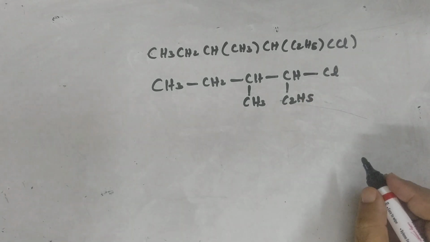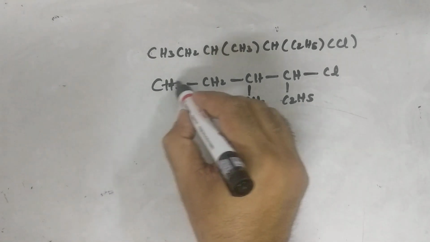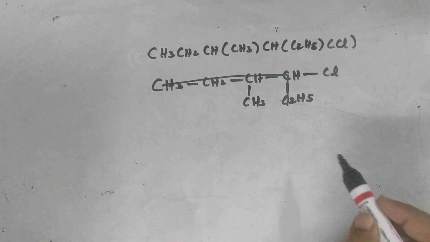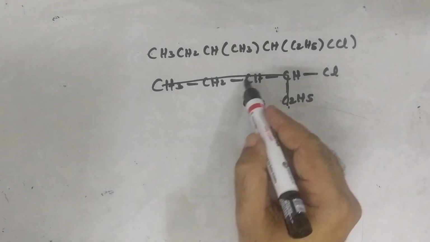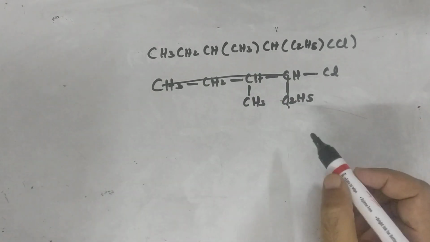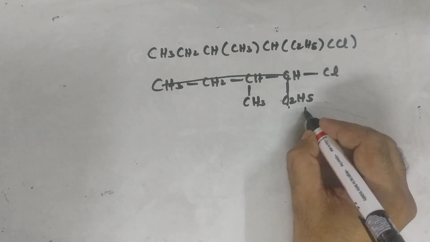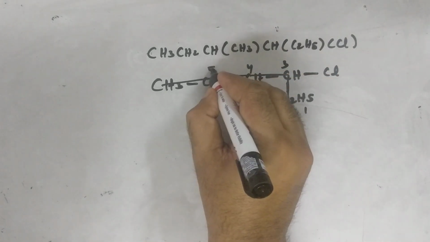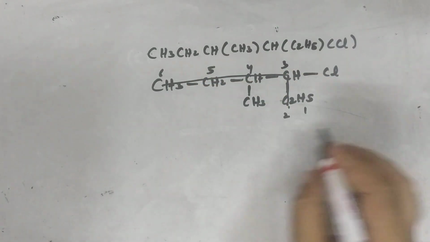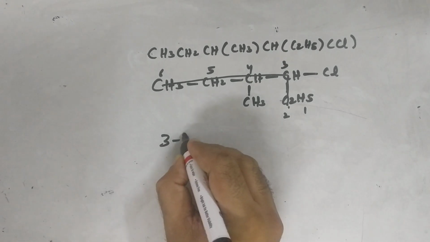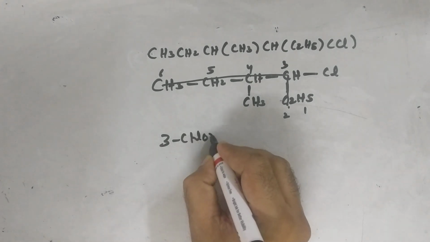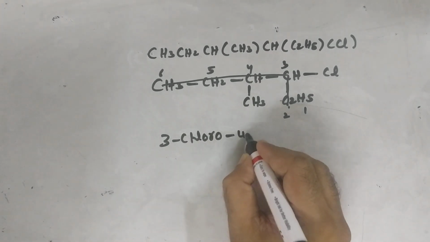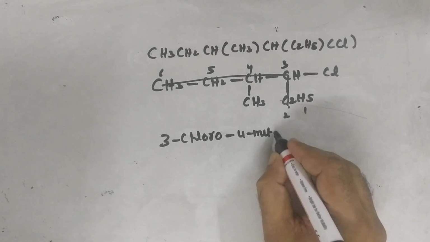Now let us select the long chain. This will be our long chain in this case. 2, 3, 4, 5, 6 carbon, a 6 carbon long chain. Definitely we'll do the numbering from here: first carbon, second carbon, third carbon, fourth carbon, fifth carbon, sixth carbon. So its name would be nothing but 3-chloro-4-methyl, and you would have guessed it right.